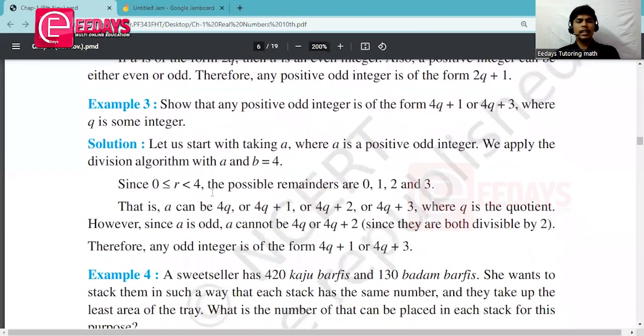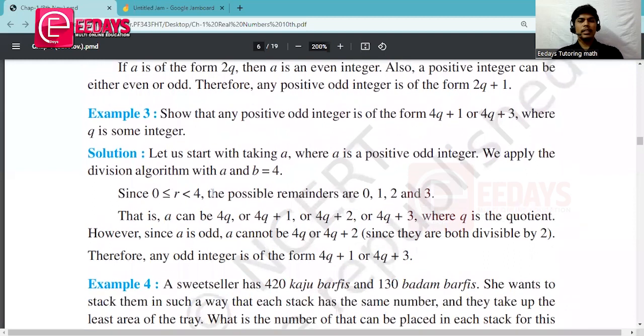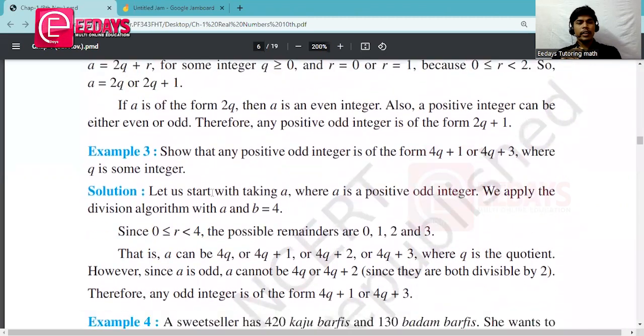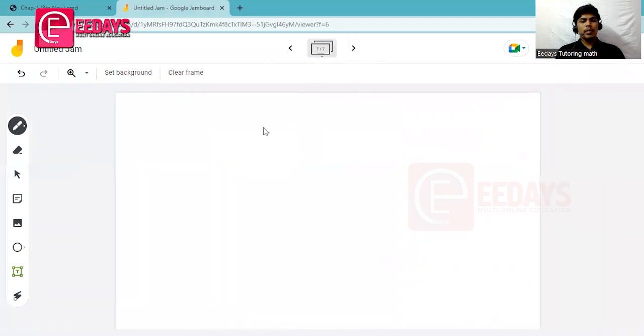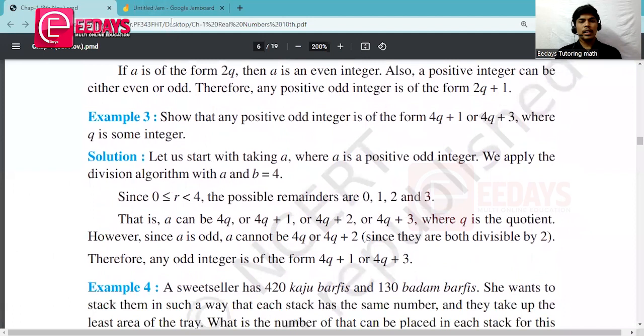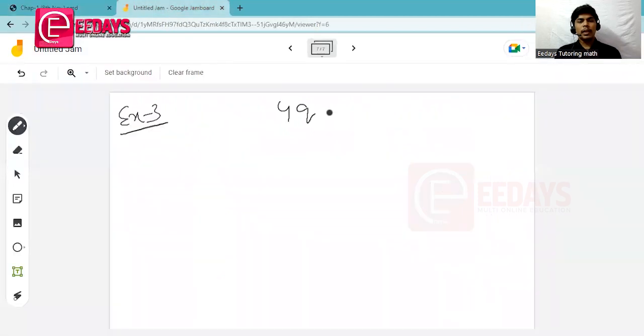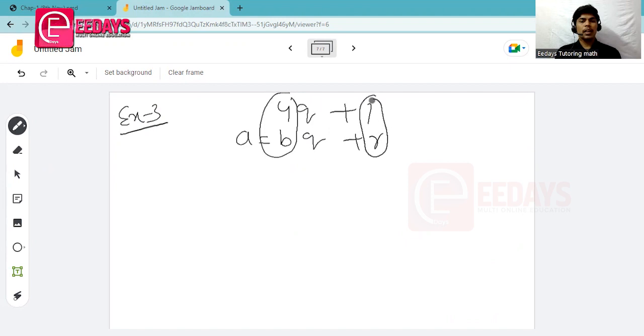In a similar way, the third example: show that any positive odd integer is of the form 4q plus 1 or 4q plus 3, where q is some integer. Now you can compare with the general form. What is the general form of Euclid lemma? Let's write example 3. What are the given terms? 4q plus 1. Now you can compare with the general form, a is equal to bq plus r. In the place of b, 4 is there. In the place of q is there. In the place of r, 1 is there.